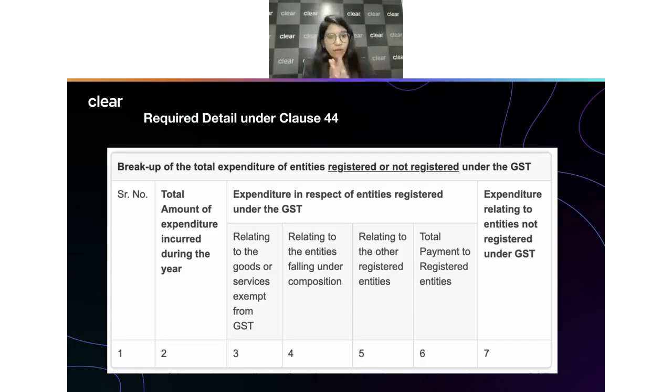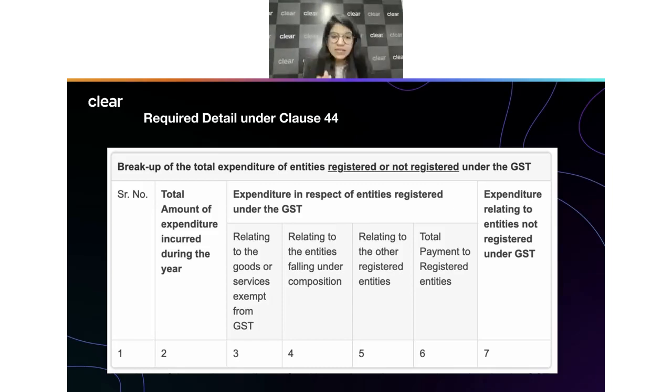So, in respect of all the supplies from composition dealers, which means no GST was charged by them and there was a bill of supply, but at the same time a GST number was mentioned, all those supplies you have to show. From that GST number itself, you would know that it belongs to a composition dealer, and that information you have to show in column number 4, right? So here you will get 3 and then you will get 4.